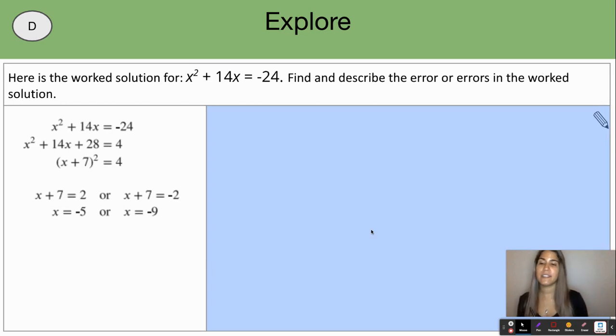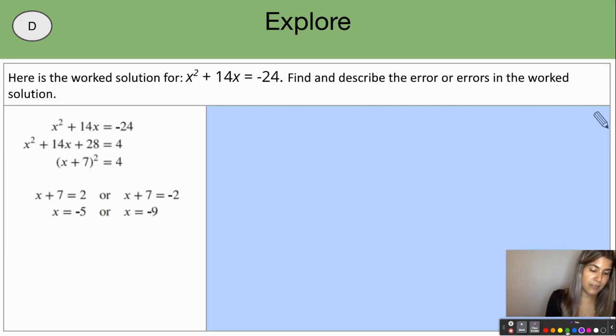Okay, so here it says, here is the work solution. For the first problem, you should already have solved this. You should already have your answer. Now it says, here's the work solution for x squared plus 14x equals -24. And then it says, find and describe the error or errors in the worked solution. So I am going to use my steps to guide me.